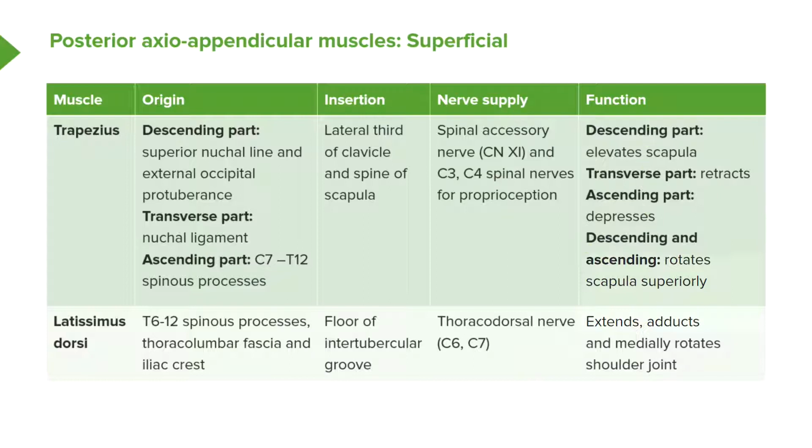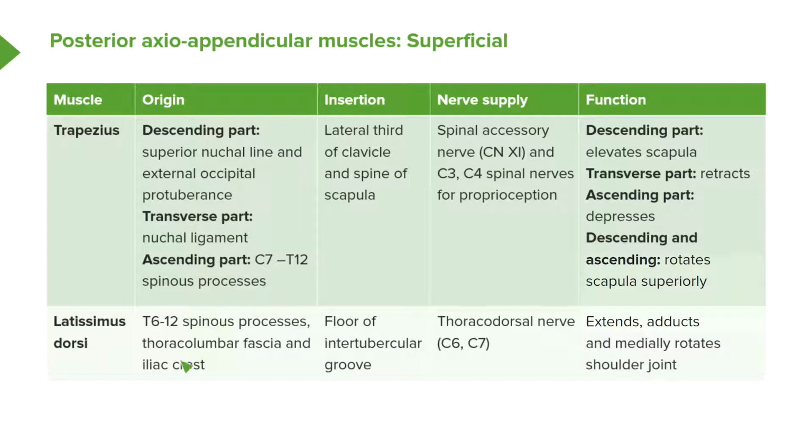The function of these parts of trapezius, so the descending part helps to elevate the scapula, the transverse part helps to retract, pull the scapula backwards, and the ascending part helps to depress the scapula. So important movements of the scapula. Working together, the descending and ascending parts help to rotate the scapula superiorly.